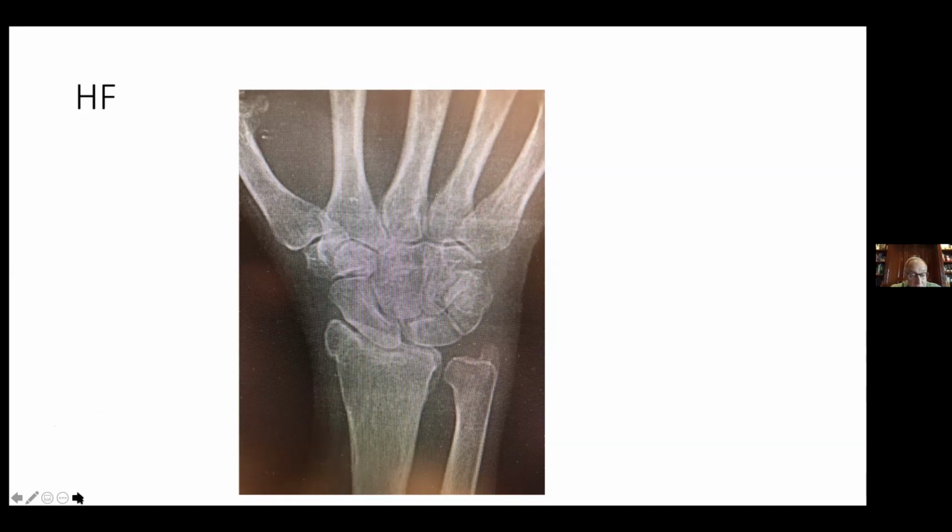Sure. Well, then if that's the case, her lunate facet looks like it's probably pretty okay. So your options here are, you could do a fusion, you could do a partial fusion here, or a more radical operation would be a scaphoidectomy and 4-corner fusion. So I don't think that would be the right thing to do.